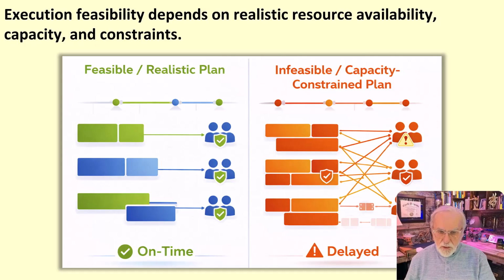Another factor is competing priorities. In many organizations, team members are shared across projects. This creates constraints that must be recognized during planning. Ignoring these constraints leads to unrealistic schedules and delivery expectations. The key takeaway is that strong planning must reflect reality. Feasible plans are based on actual capacity and constraints, not ideal assumptions. This is what helps ensure that execution can proceed as expected.